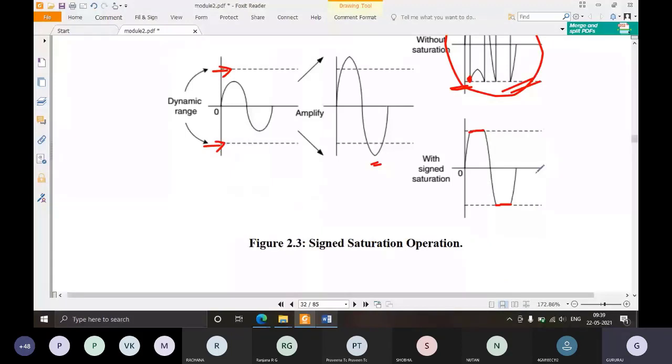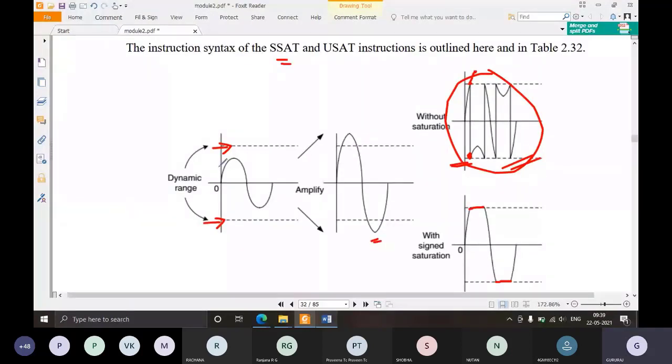So that is the use of SSAT and USAT. SSAT is for signed values. You can see for this example, we have signed values. Why? Because there is both a positive peak and a negative peak. So in such a case, we have to use signed saturation.